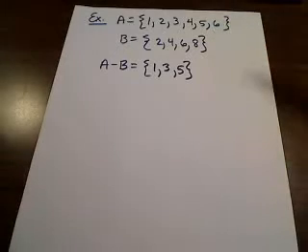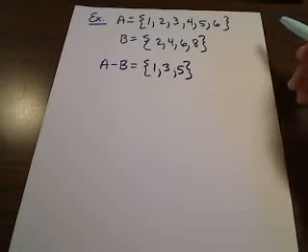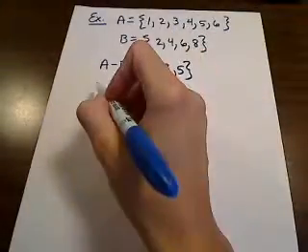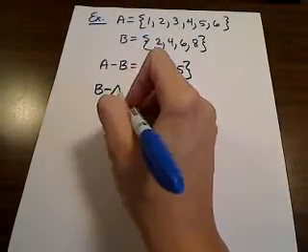And there's no 8 in A. So A minus B here is going to be 1, 3, and 5. Now what I want you to take a look at is this right here.